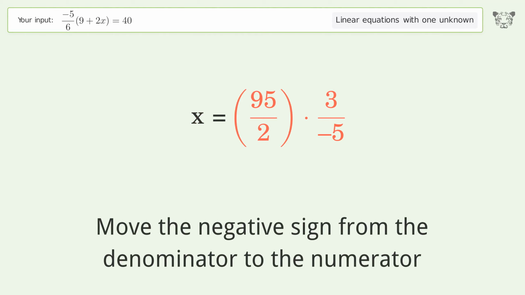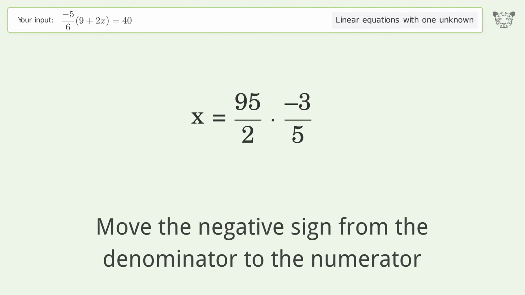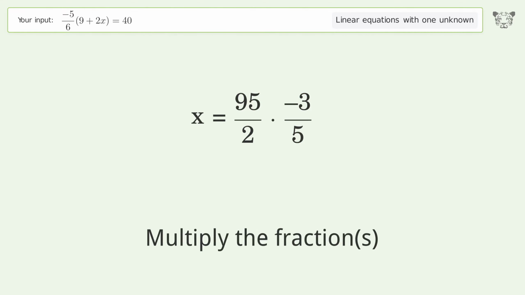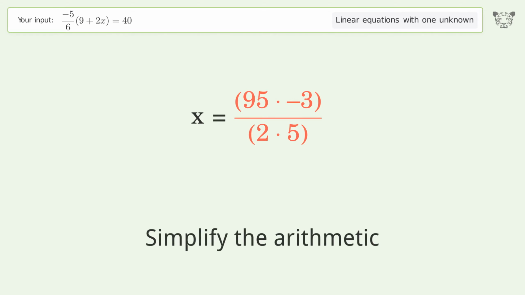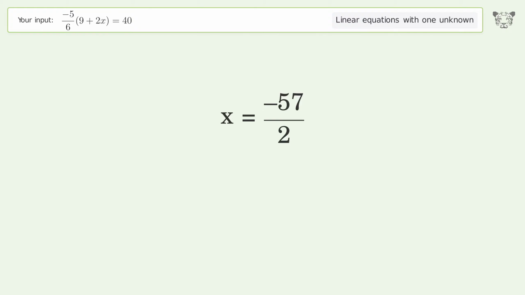Move the negative sign from the denominator to the numerator. Multiply the fractions. Simplify the arithmetic. And so the final result is x equals -57/2.